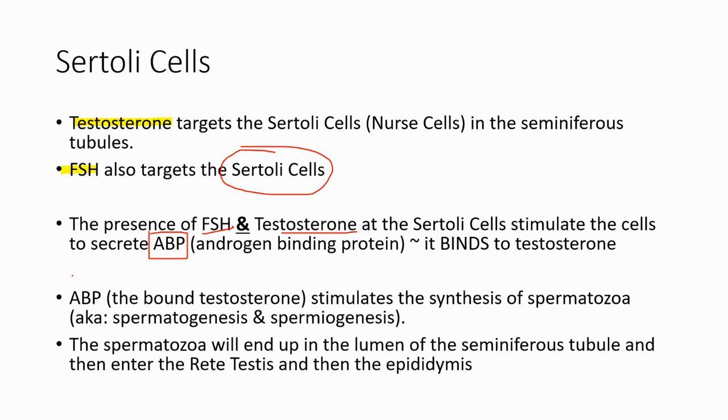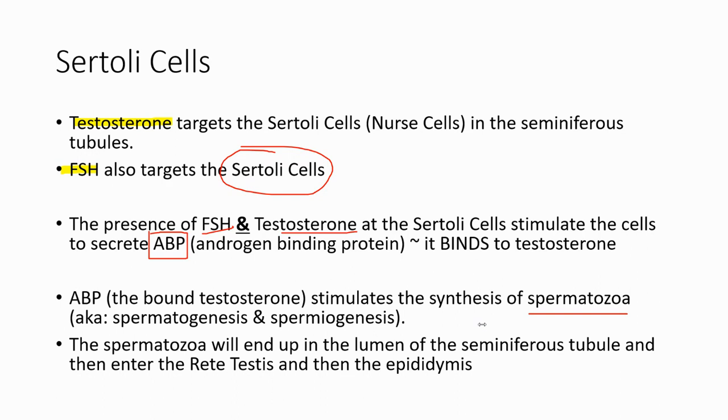We're talking about testosterone. So when the Sertoli cells recognize FSH and testosterone are both present, they will secrete androgen binding protein, which binds testosterone. I know you have testosterone acting on the Sertoli cells, and then you have ABP binding it, so I know it's kind of roundabout. The androgen binding protein binds the testosterone, which causes the spermatozoa to undergo sperm production.